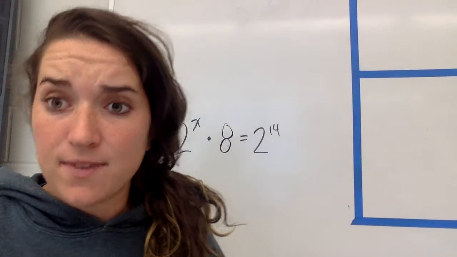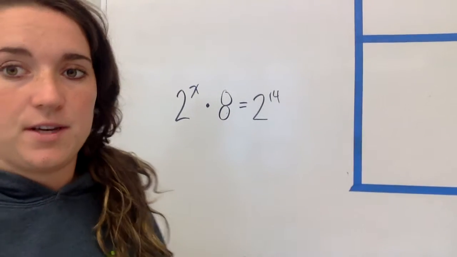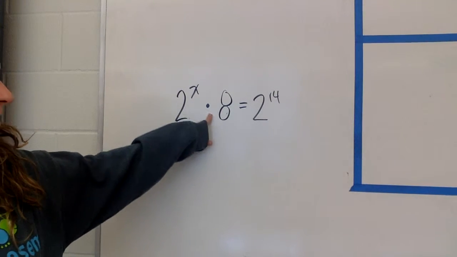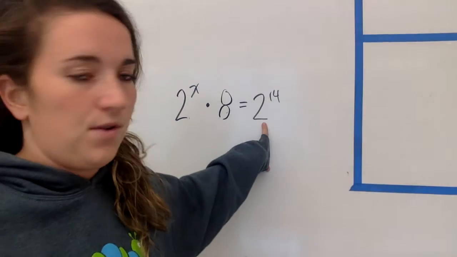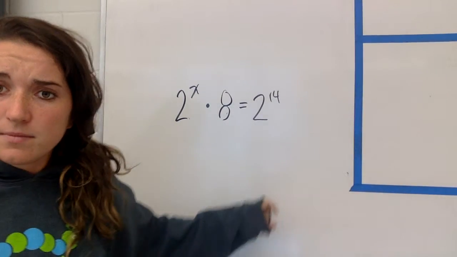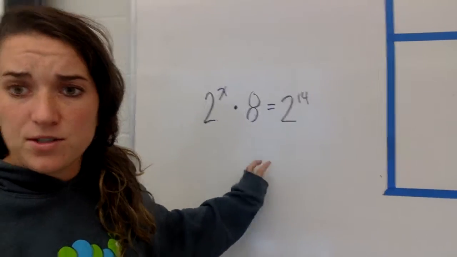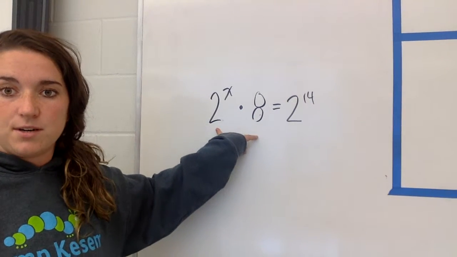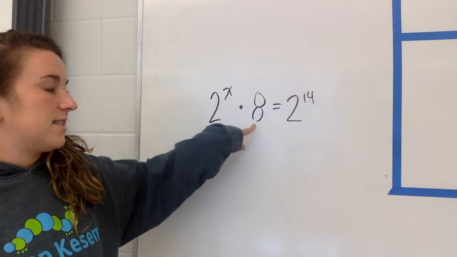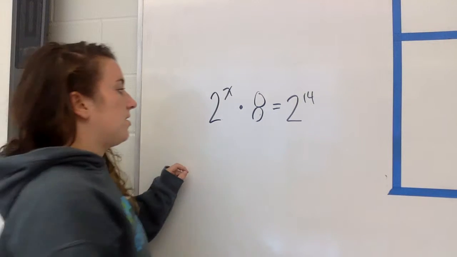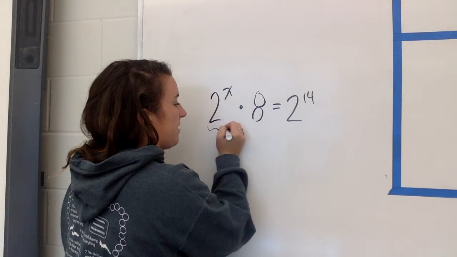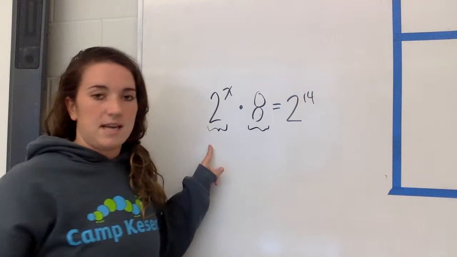The first question says find the value of x to make the following equation true. 2 to the x power times 8 equals 2 to the 14th power. I look at this and I'm going to say, okay, well, there's no way I can combine these two terms right here because do they have the same base? No. So I first need to figure out a way to make these two terms have the same base.